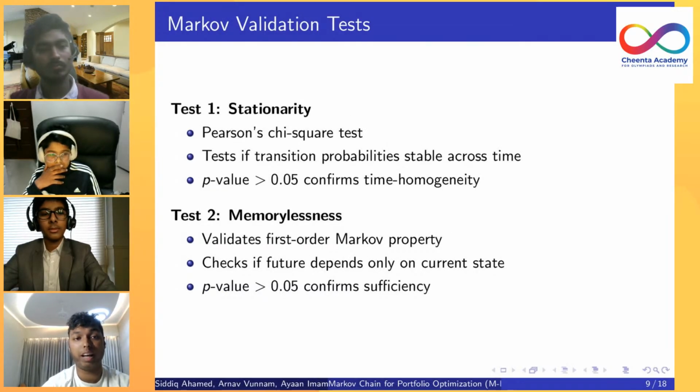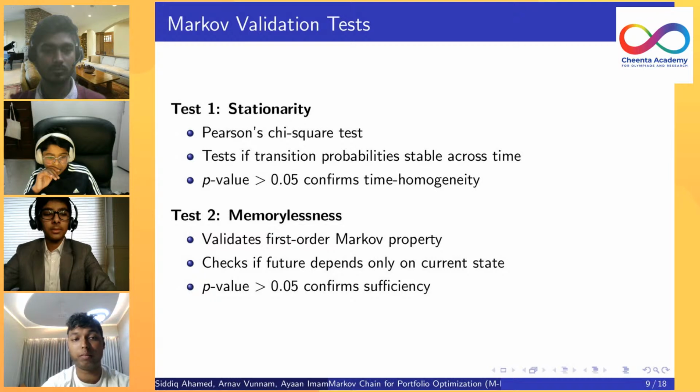So, the Markov validation tests. Before trusting the Markov model, we validate two key assumptions. First, stationarity, using the Pearson chi square test to verify whether transition probabilities remain stable over time. A p-value greater than 0.05 confirms time homogeneity. Second, memorylessness. This test checks whether future states depend only on the current state and not on earlier history. Passing both these tests confirms that a first order Markov chain is an appropriate and statistically sound choice. Going to the next slide.